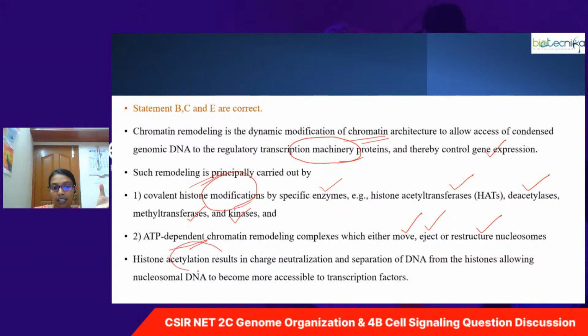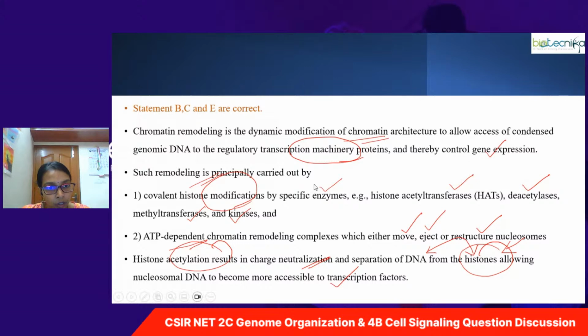We know that acetylation is responsible for neutralization of the charge. Whatever positively charged amino acids are present in the histones will be neutralized. If they are neutralized, the interaction between DNA and histones will be reduced. So what happens? Your DNA becomes loosely packed. When you find this loosely packed DNA or chromosome, it will have access to the transcription factors. So it results in gene expression. Got it? I hope you all got it.